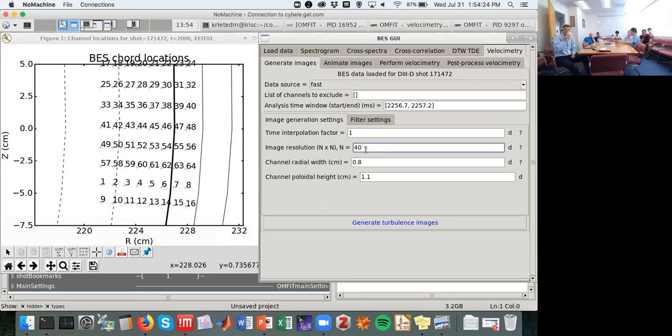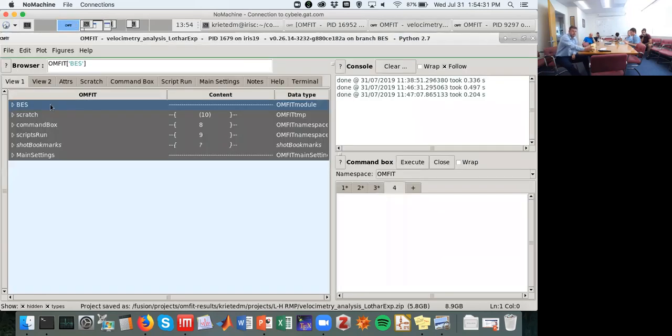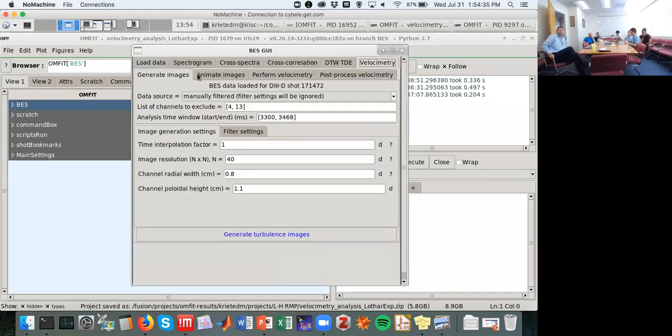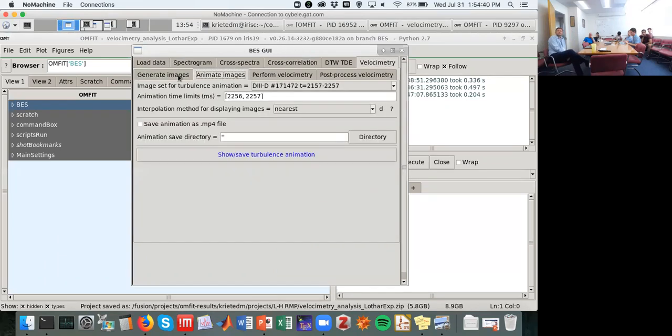And that's just necessary for the velocimetry algorithm to run. And so I'm actually going to move over to a different project that already has velocimetry results. I'll just show you them. So this is a different project I'm working on with velocimetry already run. So this is that shot we were analyzing, 171472, same time window.